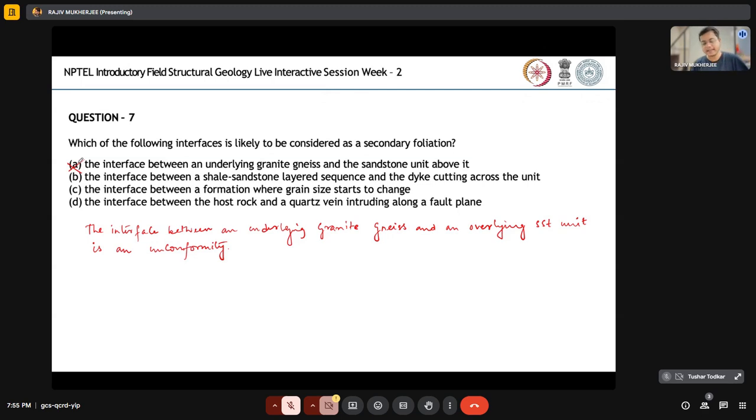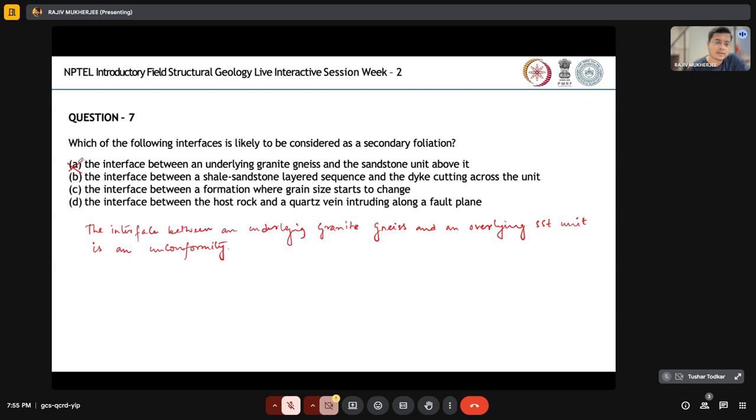So unconformity means a general hiatus or a gap in time where there are no records of the geological history. The archive is missing from that period, and it is likely that an unconformity can even indicate a billion year of age difference. That is also possible. So unconformity is not a secondary plane; it is just a gap in time, right?